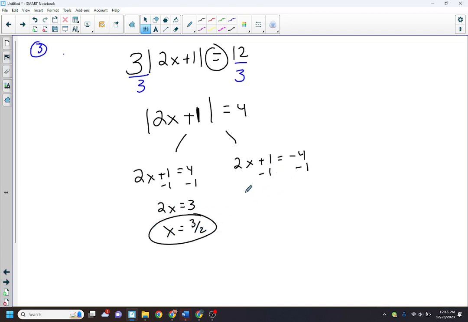Minus 1, minus 1. 2x equals negative 5. X equals negative 5 over 2. Again, these are fractions slash decimals. Not going to happen on your test. Don't sweat too much about that.